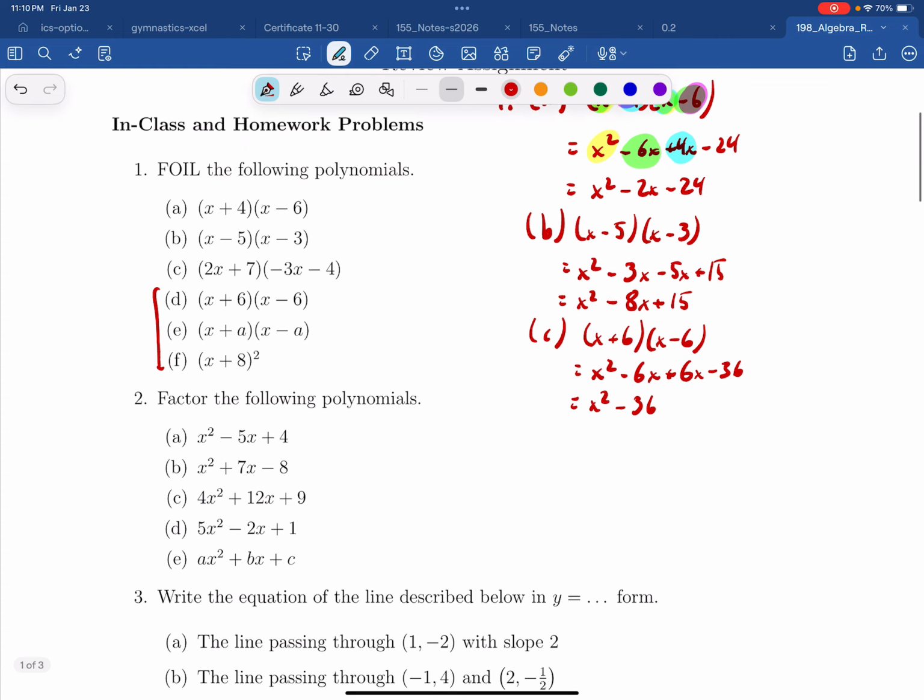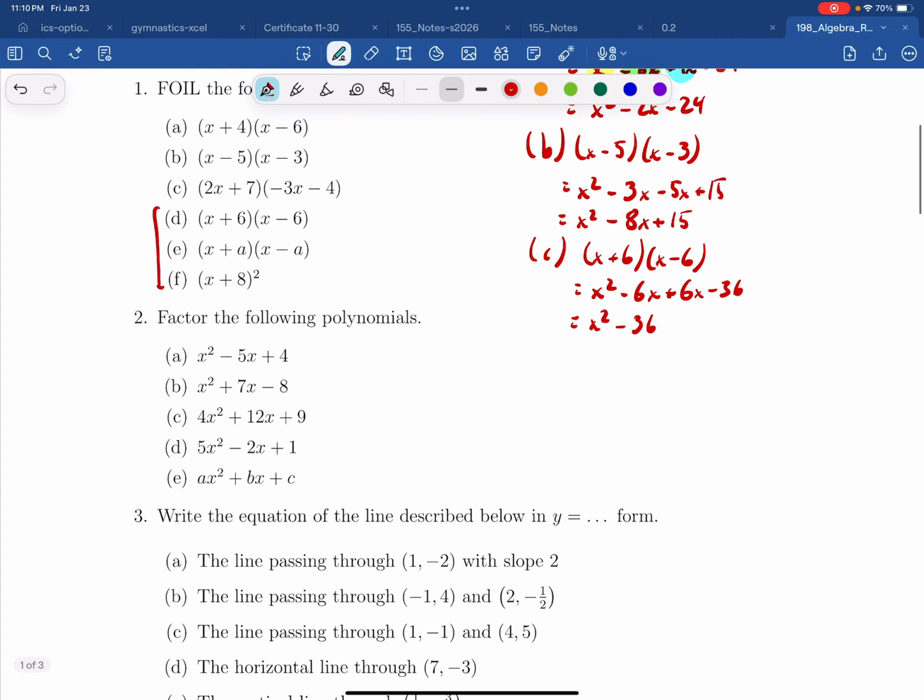Now we're going to move on to number 2. Here we're going to do the opposite. They're given to us in FOILed form, reduced FOILed form, and we need to factor them. We need to write it as x minus blah times x plus blah, etc. So this is maybe a little bit more of an art sometimes, especially for parts C and D, but there is technique to it, and we definitely need to be able to do it.